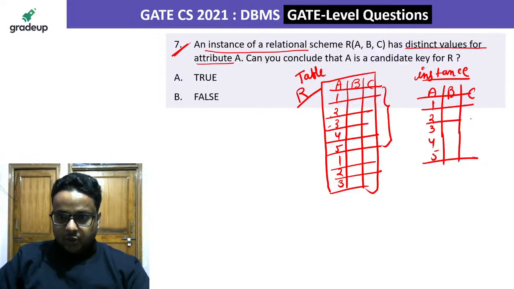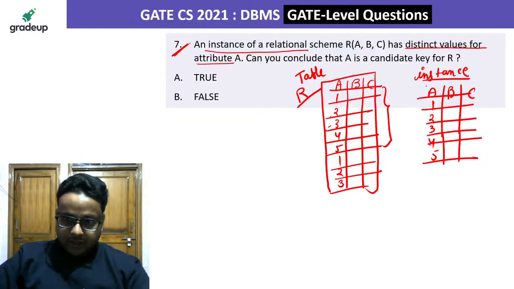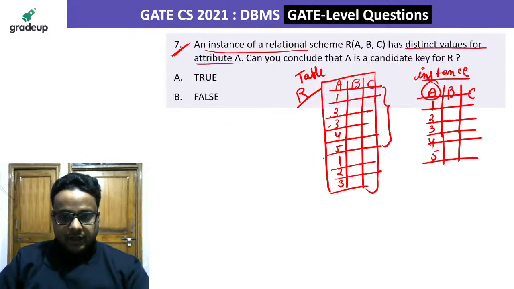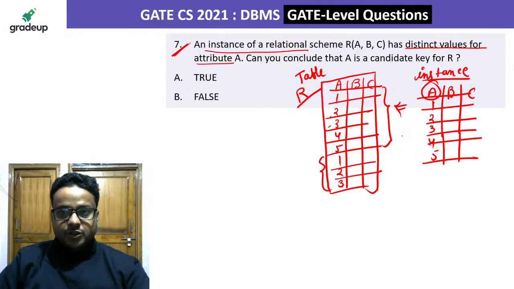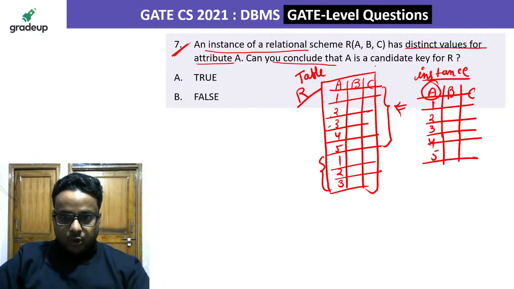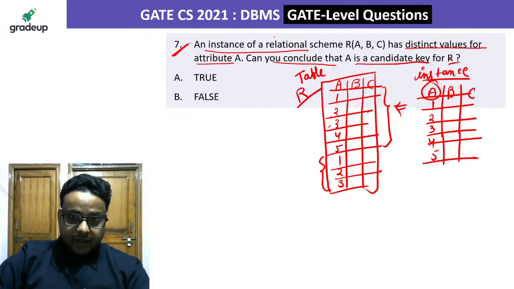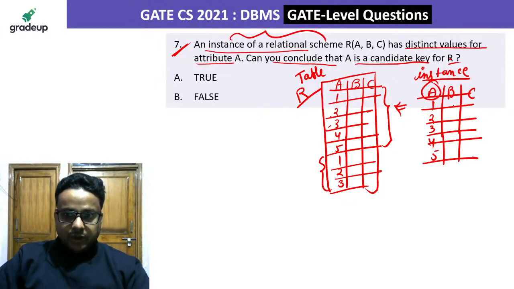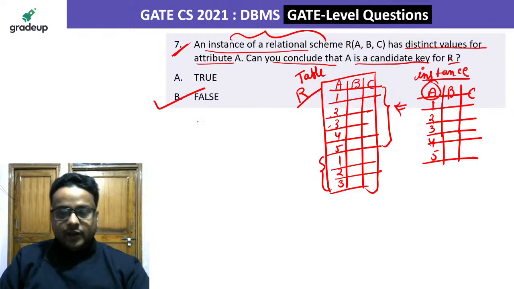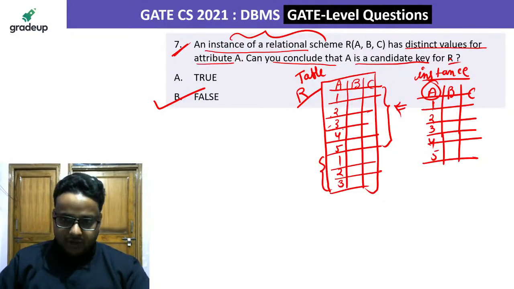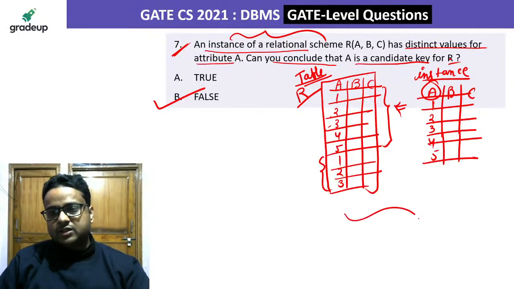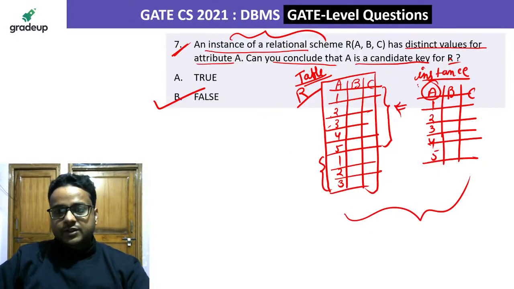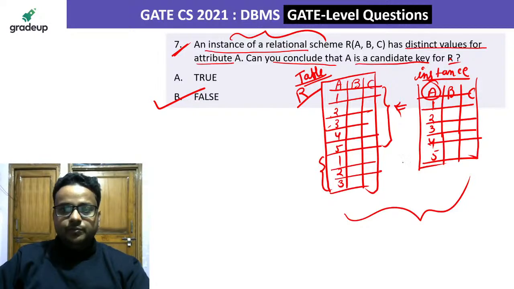So can you conclude key A is the candidate key? Here A is repeating. I have given you only these rows, so we cannot conclude A is a candidate key for R, because they are saying instance. By looking at an instance we cannot say, right? So the answer will be false. If the complete table is given, then only we can say. And this is the best example which I have taken, right? This is an instance and this is one table.